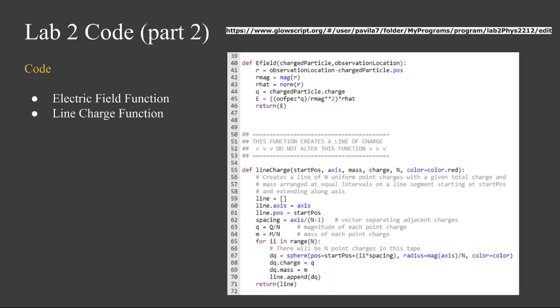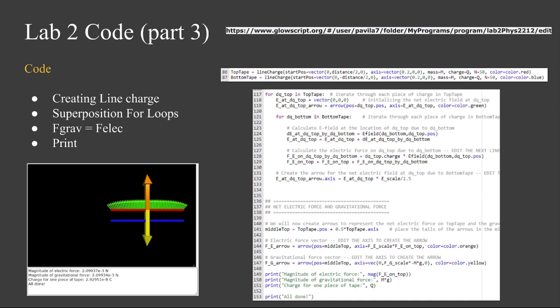Lastly, we calculated Q, the charge of one piece of tape. In the second part, we defined the electric field function as a way to calculate the electric field of a point charge, using the normal equation we're all familiar with. In line 55, we defined a line charge function as a way to create a visual for us to understand what is going on. In the last part, we called the line function twice to create a row of red and blue particles as shown in the picture, and we applied the principle of superposition in the for loops to find the net electric field of the tape. In the end, we found that F gravity was equal to F electric, and at the very last line, we printed all our values to understand what was happening.